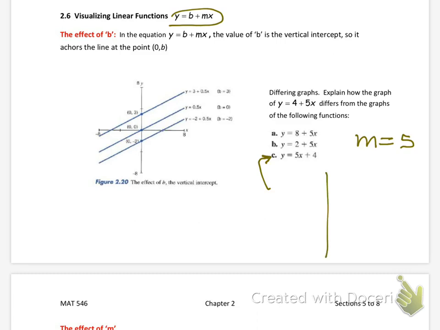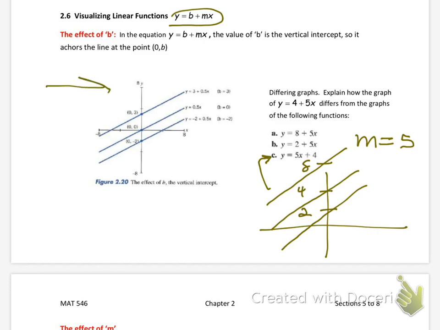So we'll do this one kind of quickly. So if I say that my slope is 5, and here is a y-intercept of 2, here is one of 4, and here is one of 8. So since it's going to be a positive slope, I'm just going to estimate. This is how those 3 equations would differ. They'd have the same slope, but one would be higher than the other. Okay, and that's what's happening in this example also.